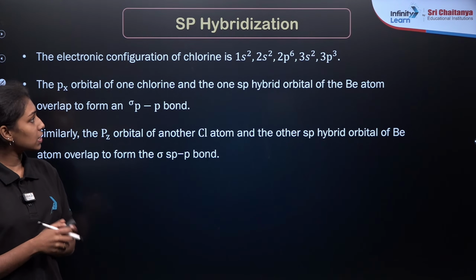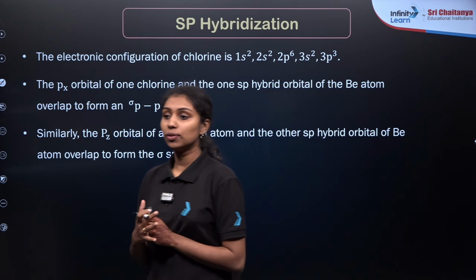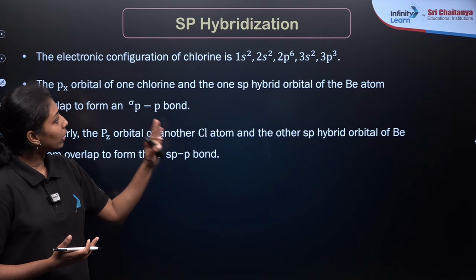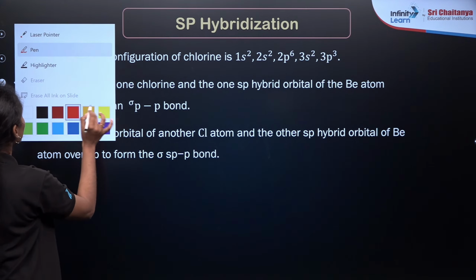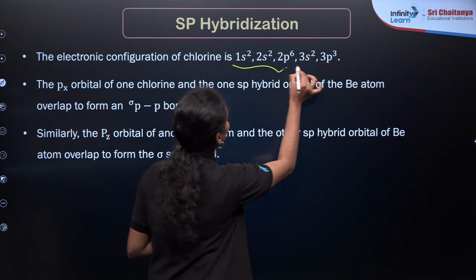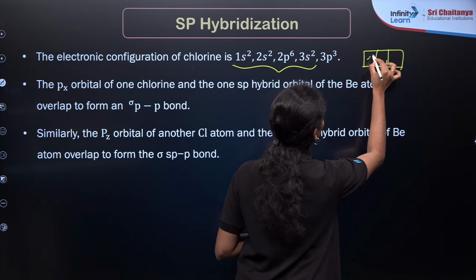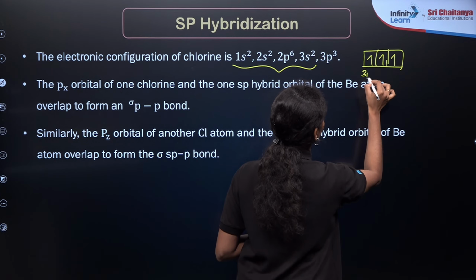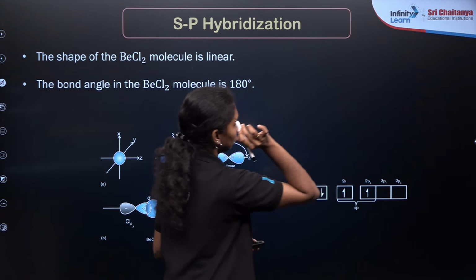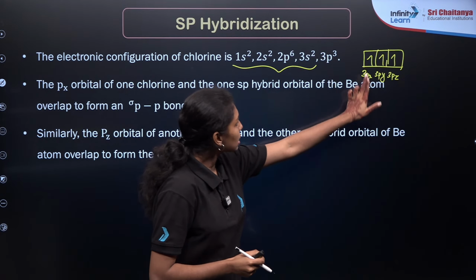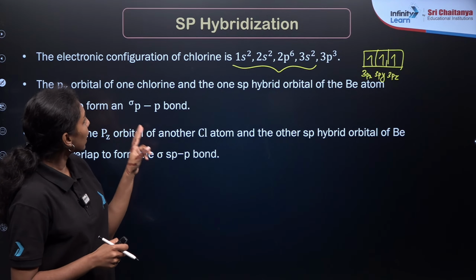Now let us focus on chlorine. Chlorine, as we already know, has atomic number 17. If you write down the electronic configuration of chlorine, it will be 1s2, 2s2, 2p6, 3s2 and 3p5. Elaborating the 3p orbital here, this will be the 3px, 3py, 3pz orbitals. This will be the complete electronic configuration of chlorine.